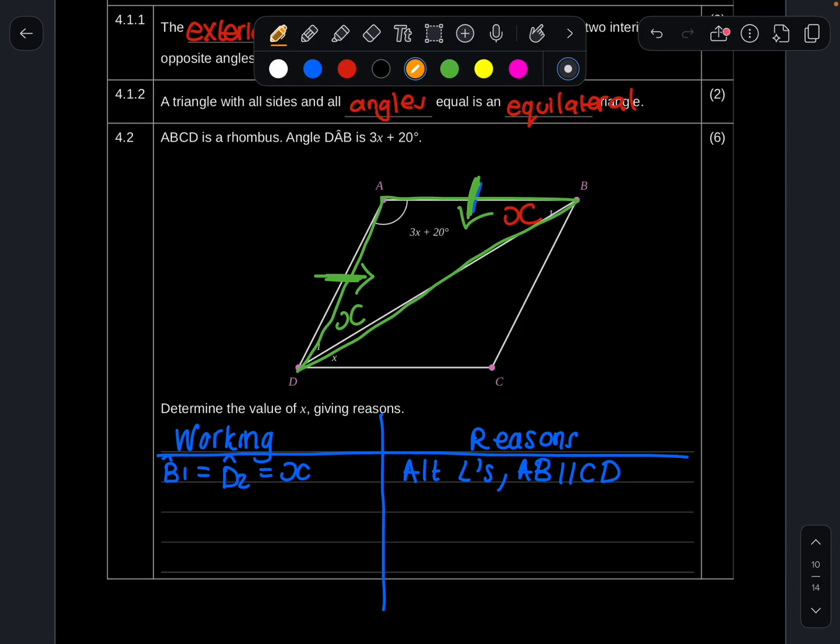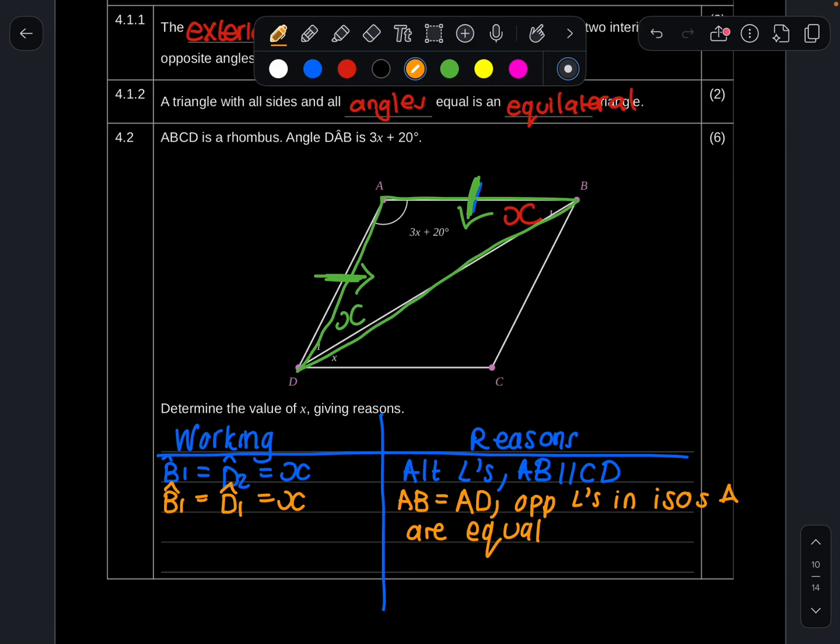So what we can then say is B1 is equal to D1, which is equal to x, because AB is equal to AD. And so opposite angles in an isosceles triangle are equal.